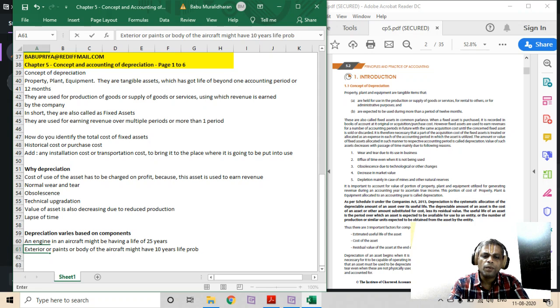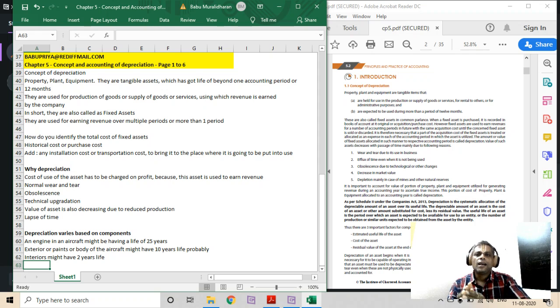10 years life probably, right? And interiors might have 2 years life. So the entire aircraft cannot be charged as one unit and then charged to depreciation. So the aircraft components have to be broken, and the depreciation or the cost incurred has to be charged on a year basis, based on the life of the asset.